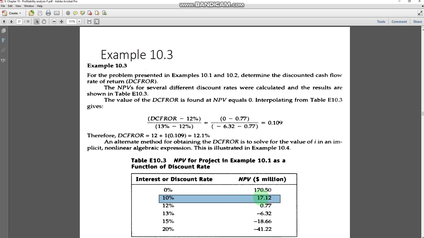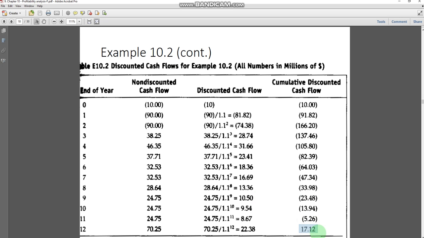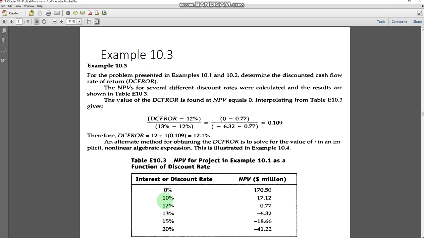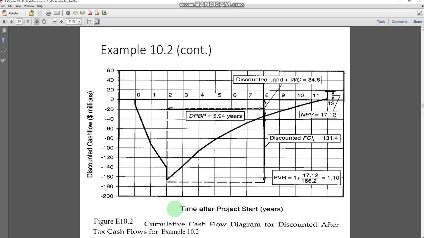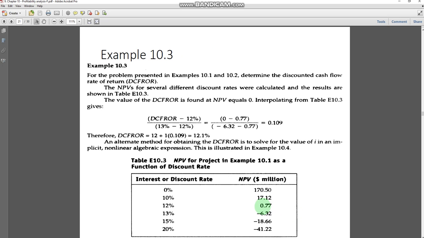Okay, so you do all the cash balance and make the new table, and this is the value that you will get for the cumulative discounted cash flow, which represents the net present value. Okay, that is 17.12. Similarly, if you do the same analysis again for the percentage 12 in this table, you would get the new value for the net present value, that will be equal to 0.77.